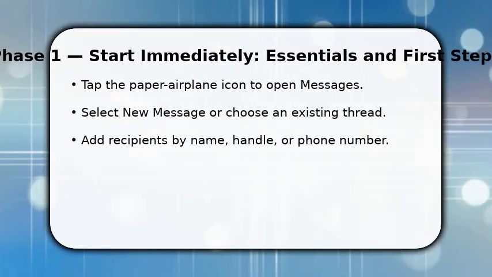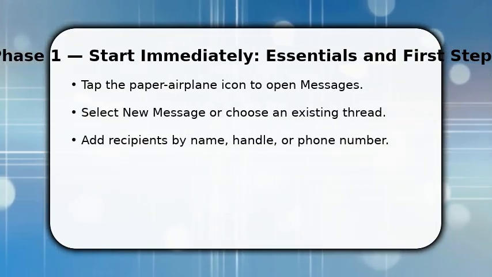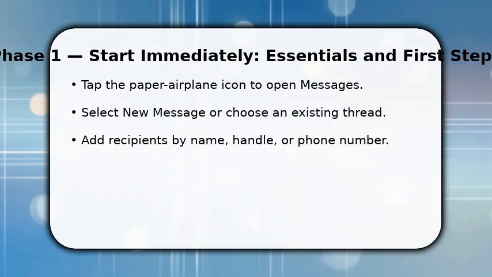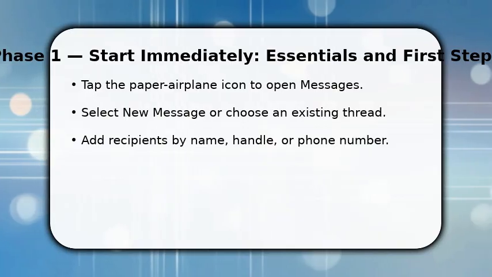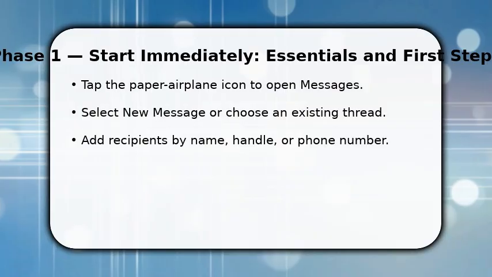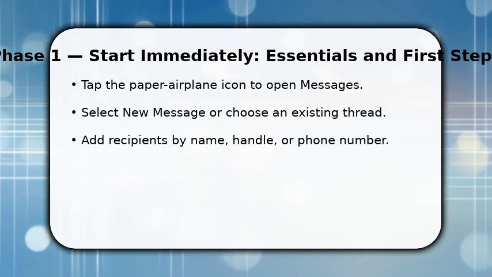You're opening messages to begin a conversation. Start by tapping the paper airplane icon at the top right. Once done, choose New Message if you want a fresh thread, otherwise pick an existing conversation to continue. Add recipients by typing names, handles, or phone numbers. Make sure the correct account is selected if you manage multiple profiles.